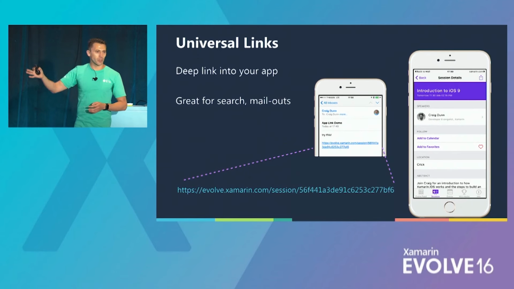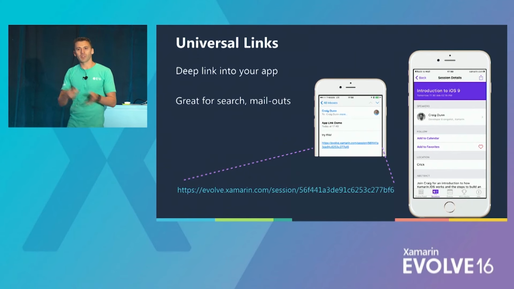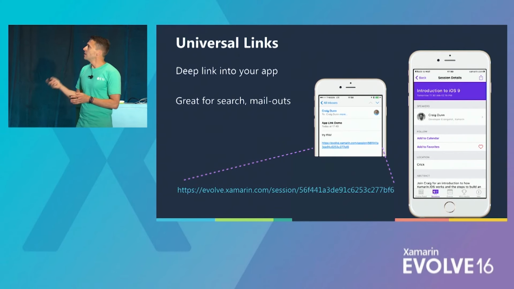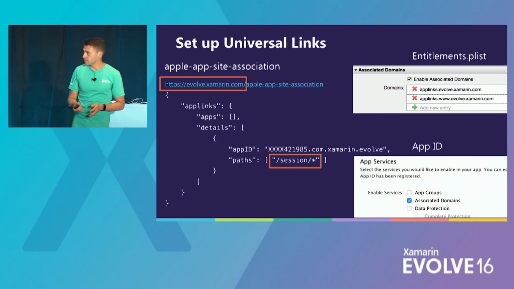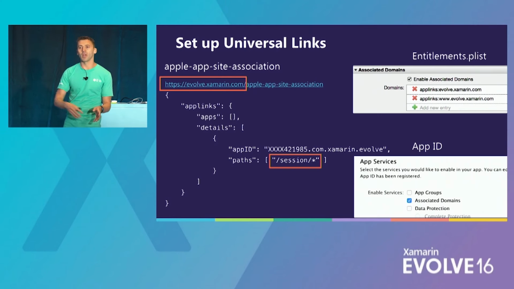So this is great for search. Search results in Google will take people into your app without losing them in the web. You can deep link right into specific pages, and it's super easy to do. It provides a way for you to tie back your website to your app. So three file edits are required.